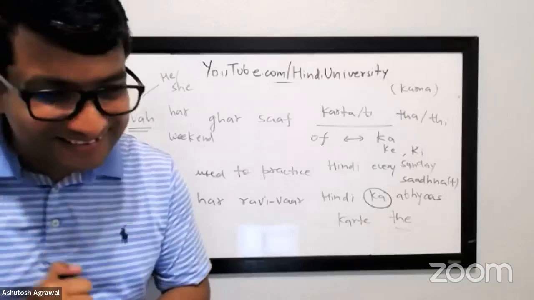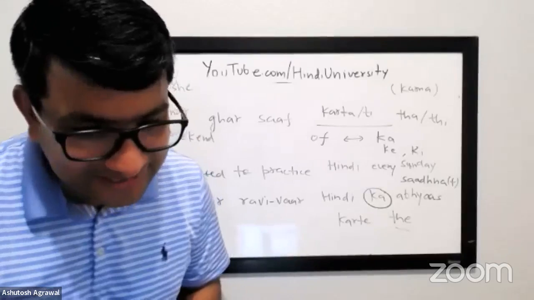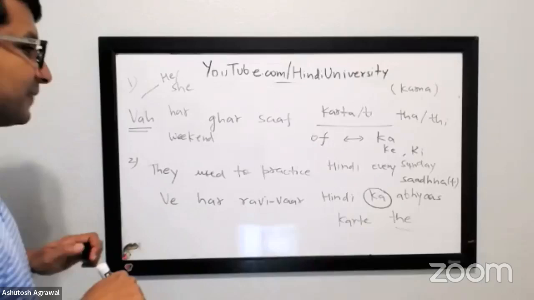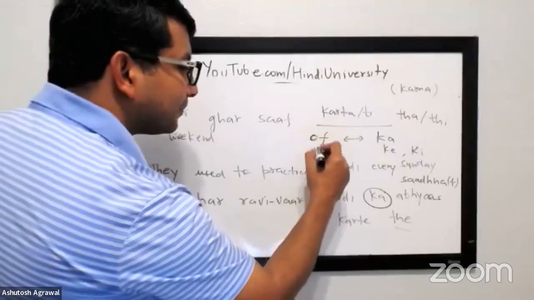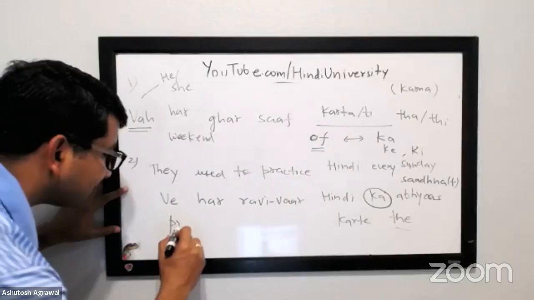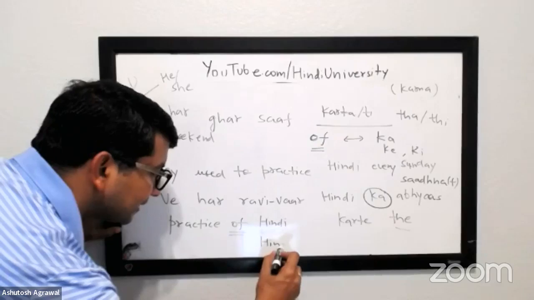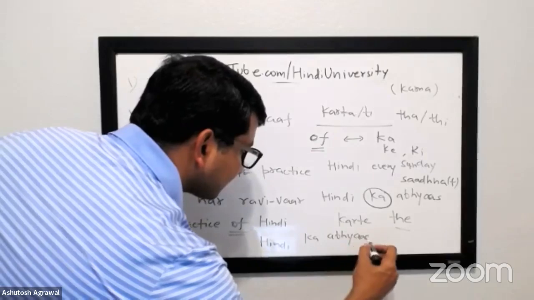And you think? Ashuji, please, can you just repeat what you said about the "of" being implied? Okay, so how do I say it? In English, I'm missing the example here, but this is nothing but practice of Hindi. This part is nothing but ka, ke, or ki. That's why it is Hindi ka abhyas. Okay, Hindi ka abhyas.